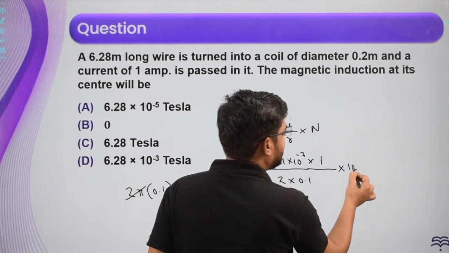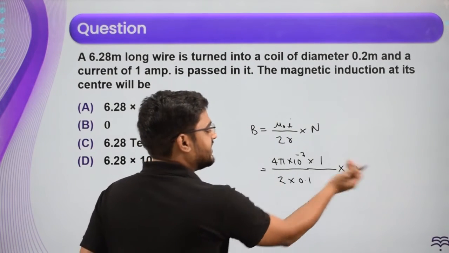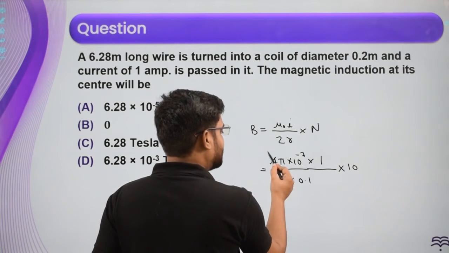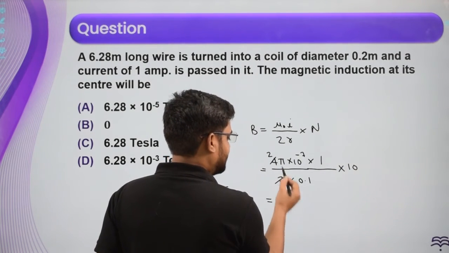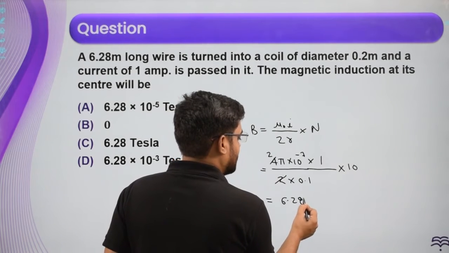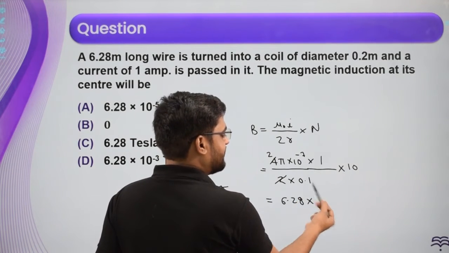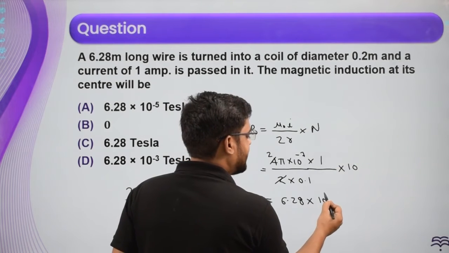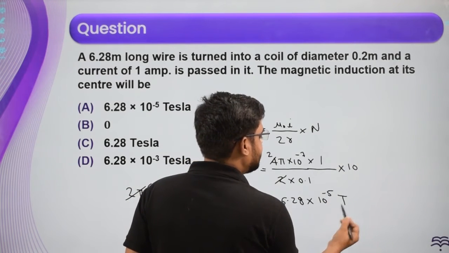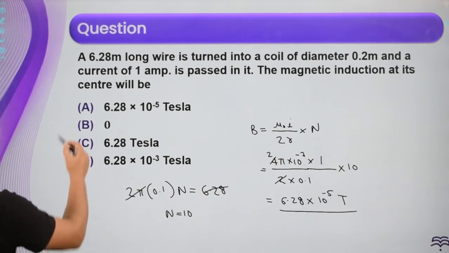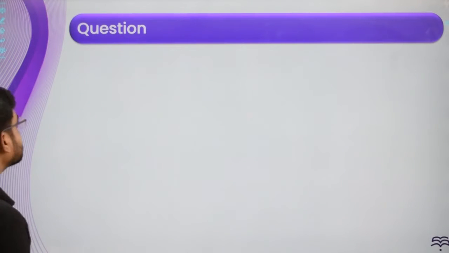So we have to multiply the magnetic field due to a single one by 10, right? And eventually what does that give? This gives me 2 pi, which is 6.28 into 10 raised to power minus 7, minus 6 and further 1, so minus 5. So 10 raised to power minus 5, and the unit is the SI unit, which is Tesla. So this is the magnetic field. Answer would be A.